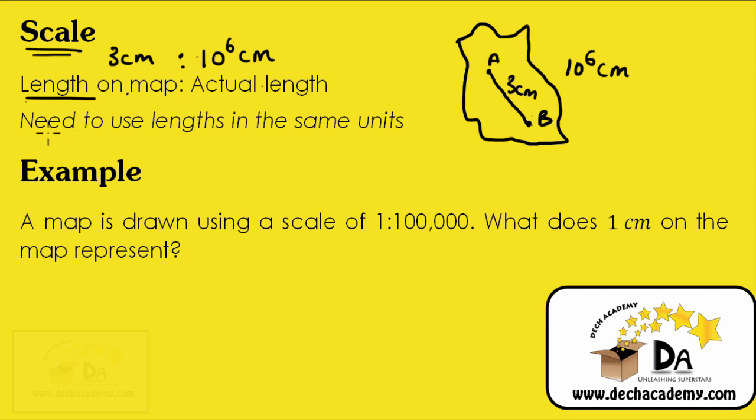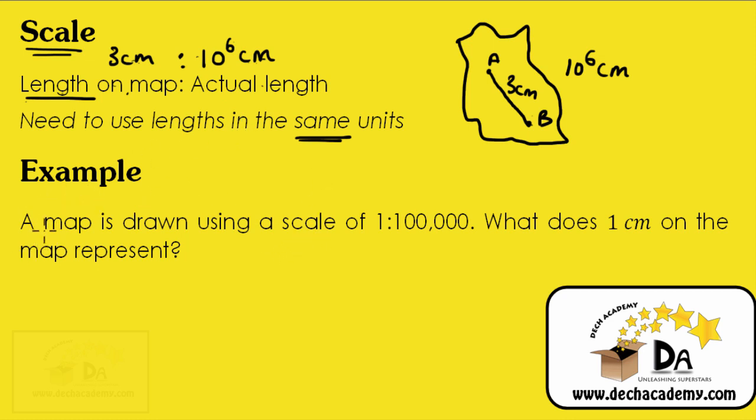The key thing you need to note is that to determine the scale, the lengths you use, so the length on the map and the actual length, must be in the same unit. So notice I didn't use kilometers and centimeters. I use centimeters for both lengths to determine the scale. So anyway, let's just start with an example. That's the best way to demonstrate this idea.